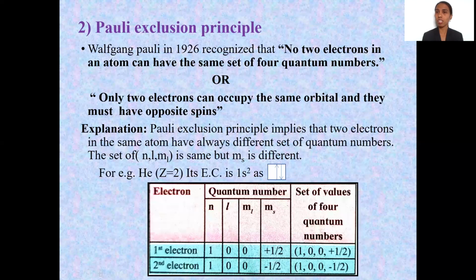Now if we consider the second electron in the same orbital, its n value is 1, l value is 0, ml value is 0, but its ms value is minus 1/2 because the spin is downside.